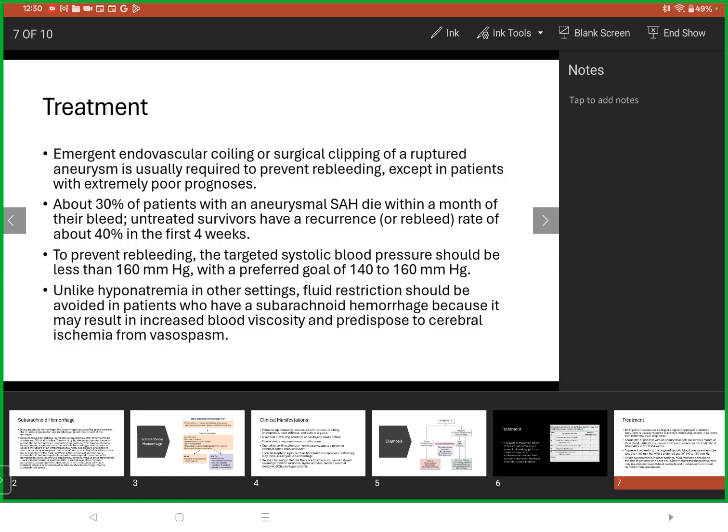One of the most important complications in the treatment is hyponatremia, what we call cerebral salt wasting syndrome, which is often seen in subarachnoid hemorrhage. In all other hyponatremia secondary to the syndrome of inappropriate antidiuretic hormone secretion, what is the mainstay of treatment? We all know, fluid restriction. This is the only place where fluid restriction is not advocated to manage hyponatremia, in individuals with subarachnoid bleed. Why? Because that may result in increased blood viscosity and predispose to cerebral ischemia from vasospasm. So this is very important.